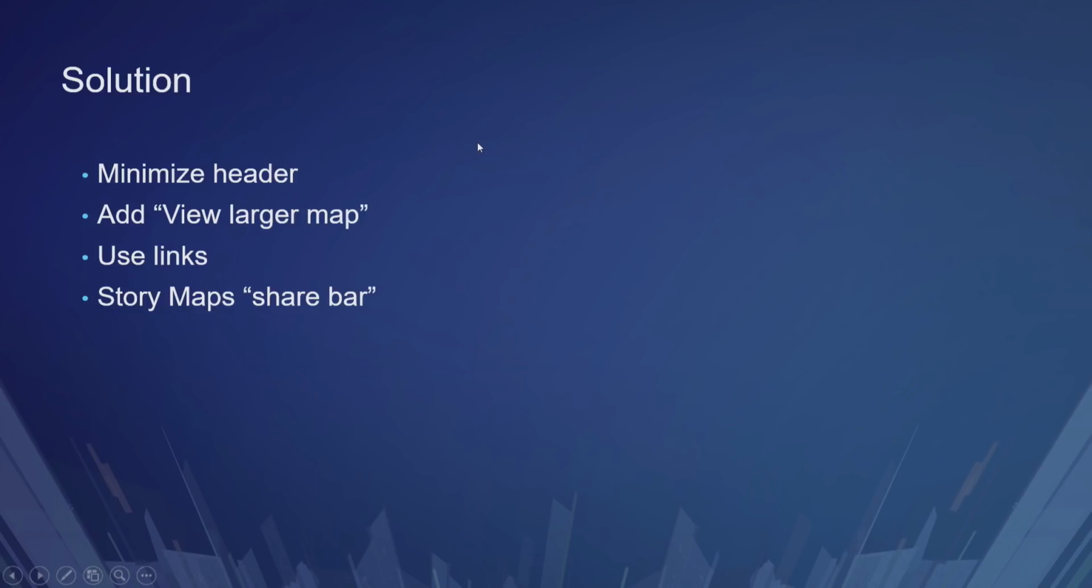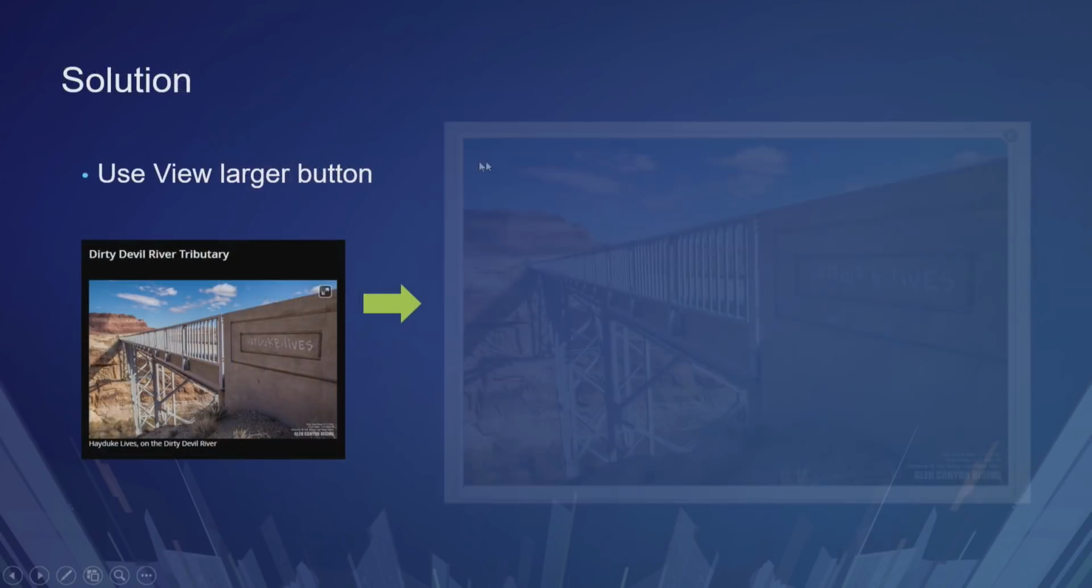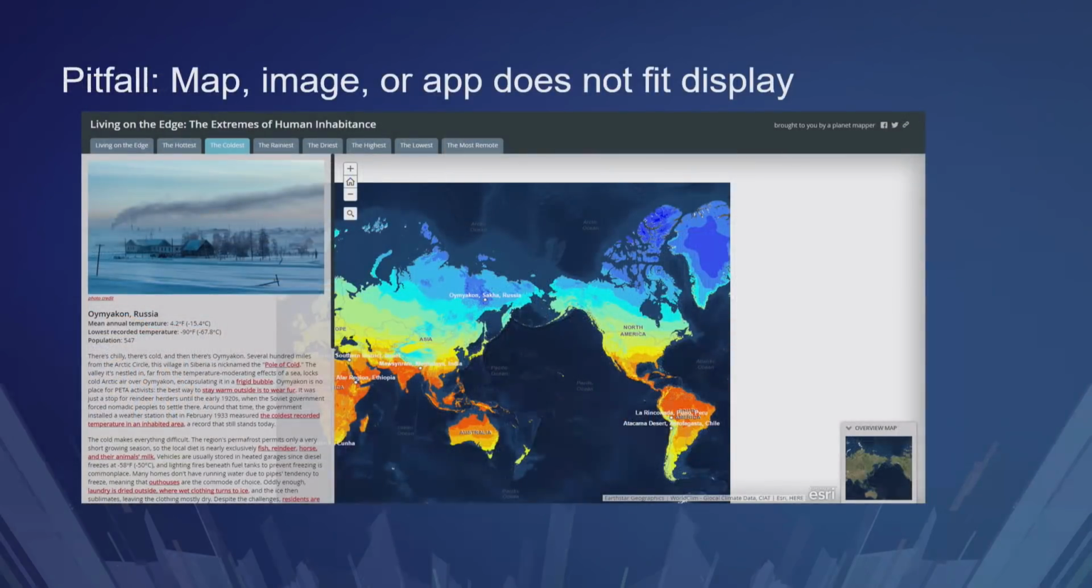And in the future, we're going to have a share bar. Actually, it's implemented now. When you create a new story map and embed it, it'll have a little share bar at the bottom, which will enable it to open up in full resolution. So we've kind of managed that problem for you. In the side panel of many story maps, you can add photographs. If it's an interesting photograph or something with text, don't forget to add that view larger link button so that someone can open it up and take a look at it and see it in all its glory.